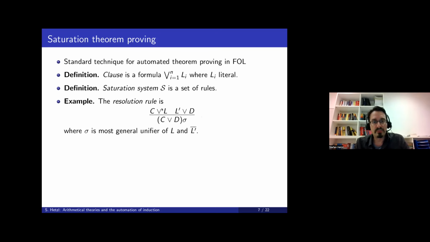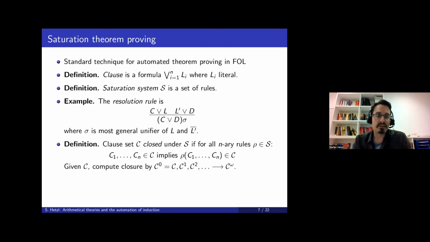So here we have a clause with one literal L marked here. And here we have another clause with another literal L prime marked here. Now, from these two, I can derive the clause C or D, to which I apply a substitution sigma, which is what's called the most general unifier of L and the dual of L prime. So the idea is simply to instantiate the free variables in L and L prime in such a way that after instantiation, the literal L and the dual of L prime will be identical. Proof theoretically, this is something like two instantiations plus an atomic cut.